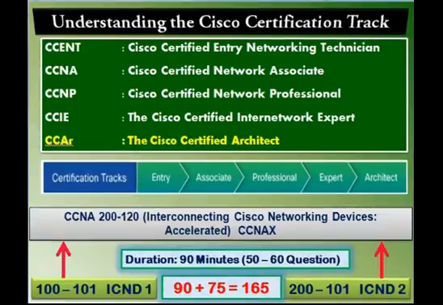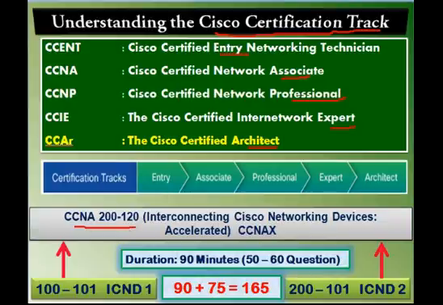To be a Cisco certified network engineer, you have to understand the full Cisco certification track program. So guys, let's talk about the Cisco certification track program. Cisco offers 5 levels of network certification: entry level, associate, professional, expert, and architect. In our first video, we have already discussed the CCNA exam track procedure.